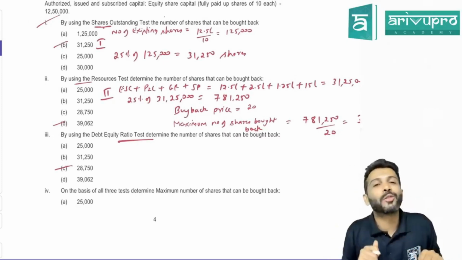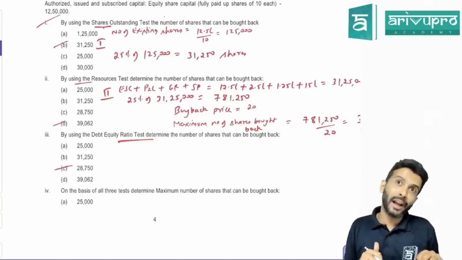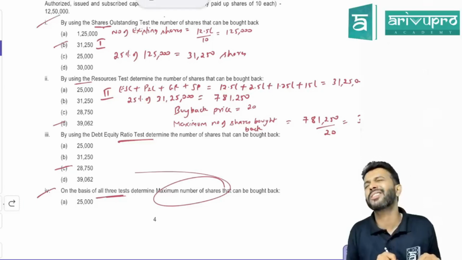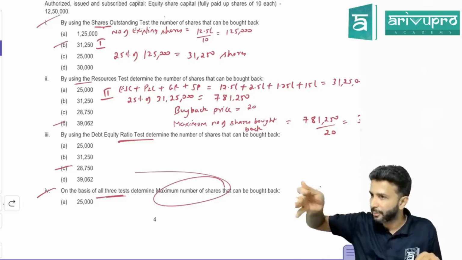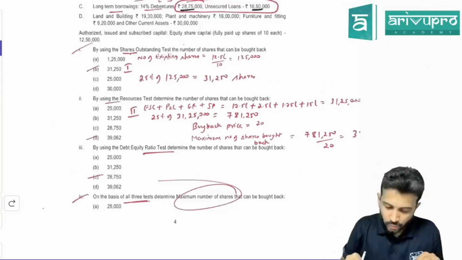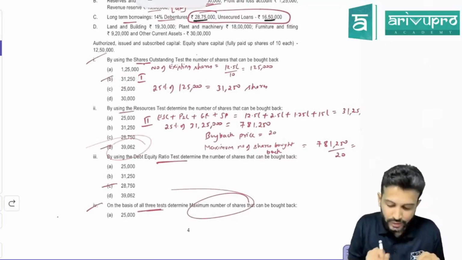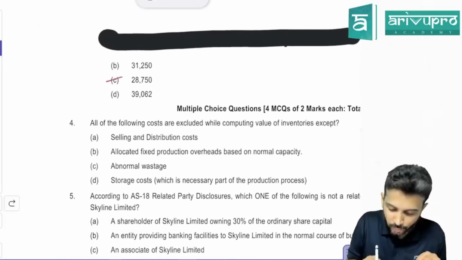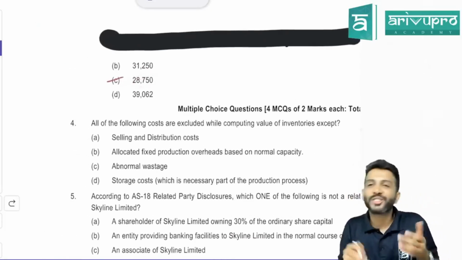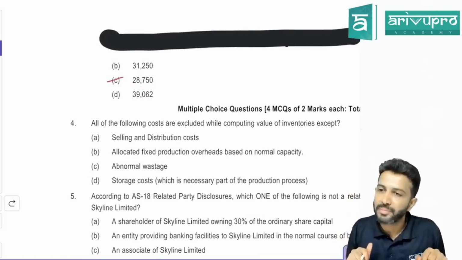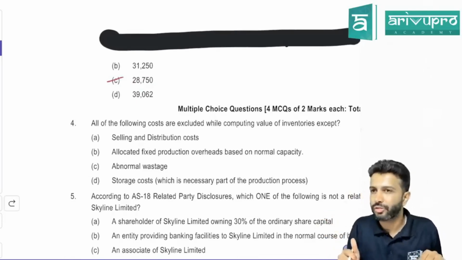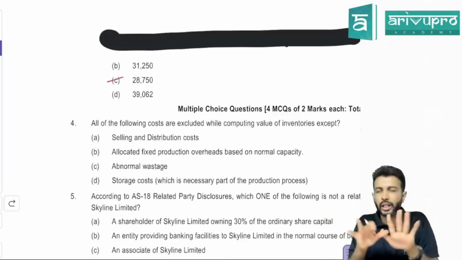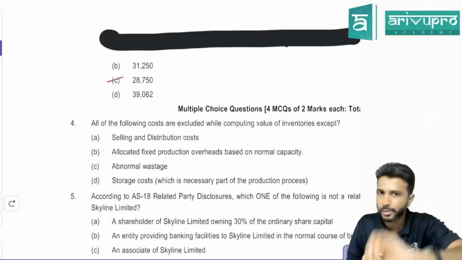What do you think will be the fourth question? How many maximum shares can you buy back? Check on the basis of all the three tests the maximum number of shares the company can buy back. What does the Companies Act say? Test all the three limits. Take the highest or take the lowest? First option gave you 31,250, second one gave you 39, third one gave you 28. What is the lowest? 28. So you select C, Chennai, 28,750. Same thing. This is how probably you'll get an MCQ question. I feel they're going to revolve the MCQs like this, so you don't have to freak out too much about the MCQ questions.